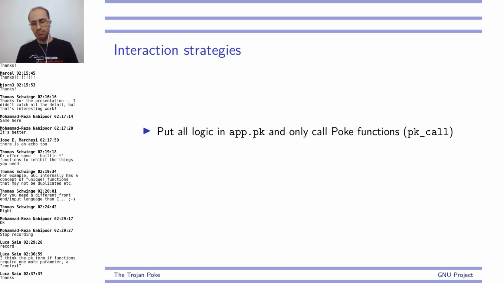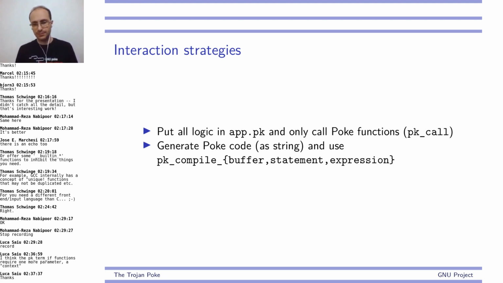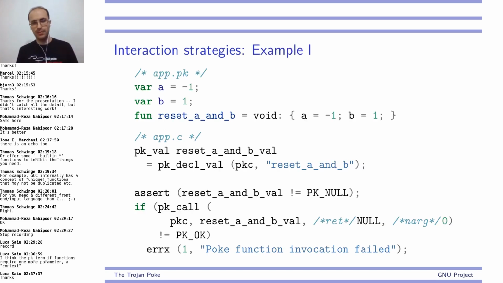There are some interaction strategies. One is to put all logic in app.pk and only call poke functions using the pk-call C function. The other one is to generate poke code as a string and use the pk-compile buffer, statement or expression functions. Both of them are good. You have to choose between them.